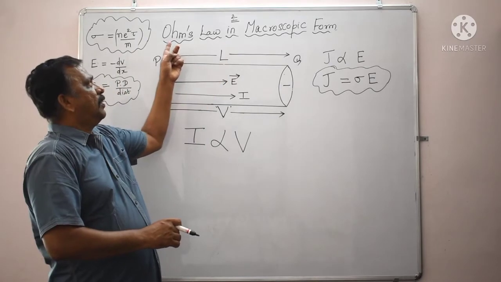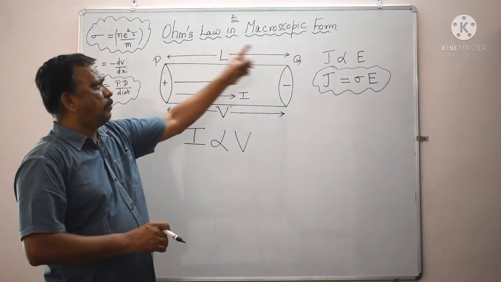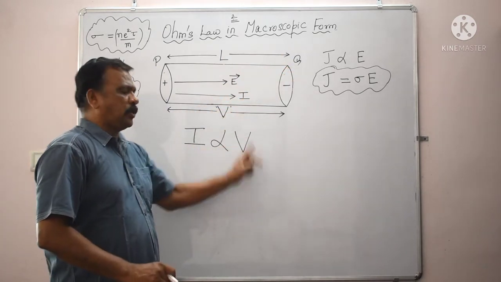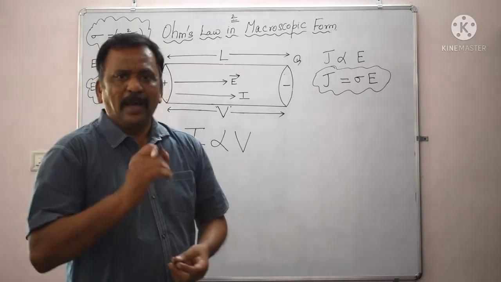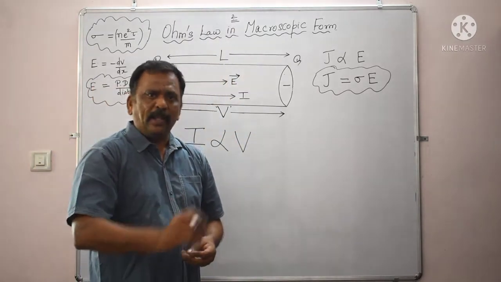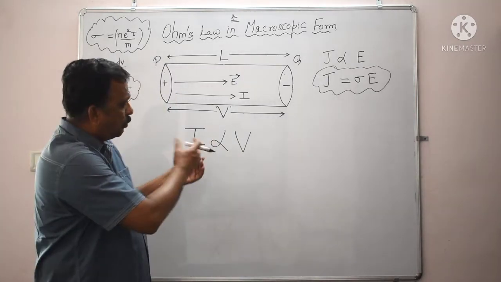So to prove Ohm's law in macroscopic form, my ultimate step has to be I is proportional to V. That is, I have to prove I is proportional to V. Current varies directly with the applied potential difference or voltage. So how to do that?